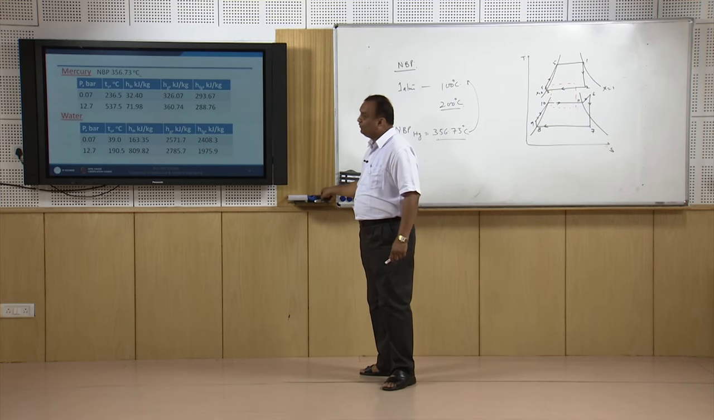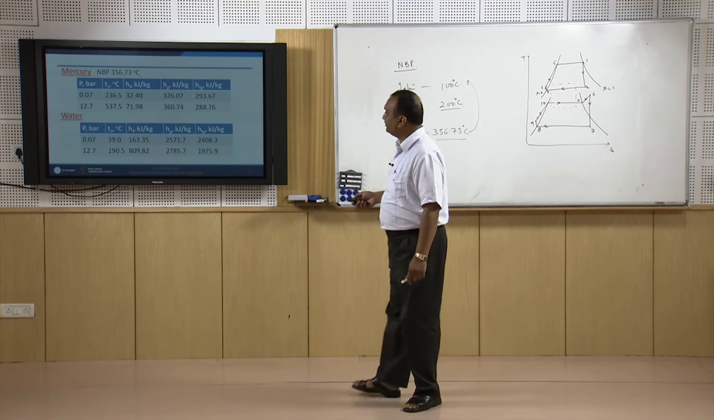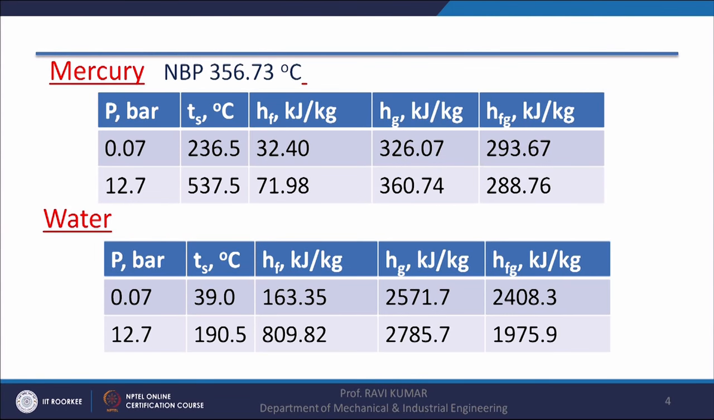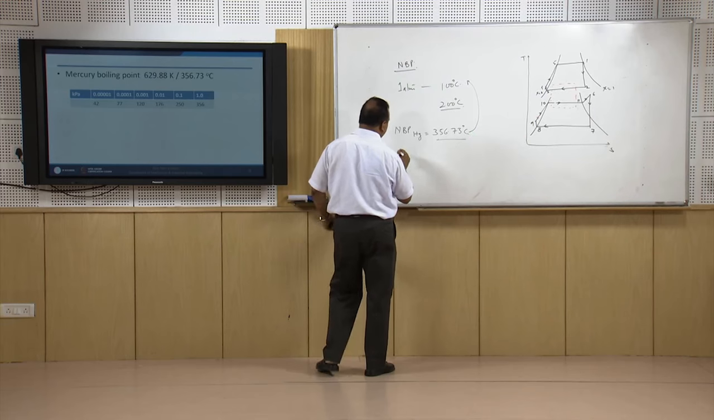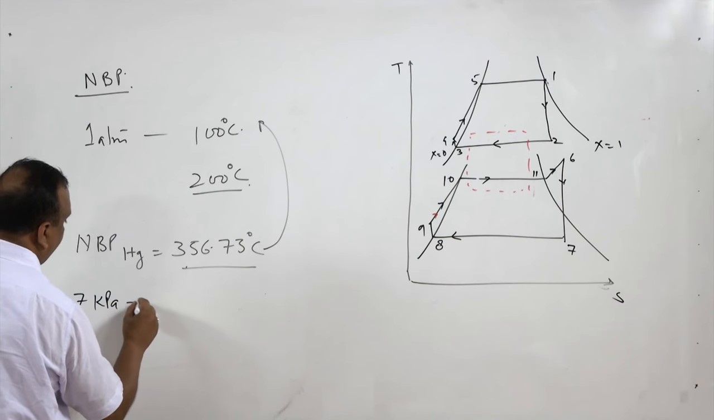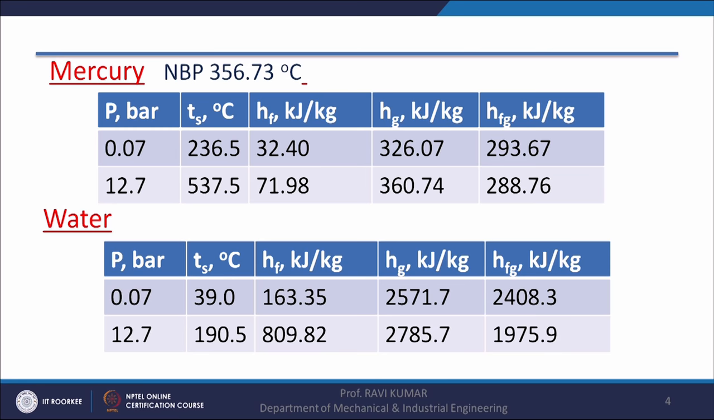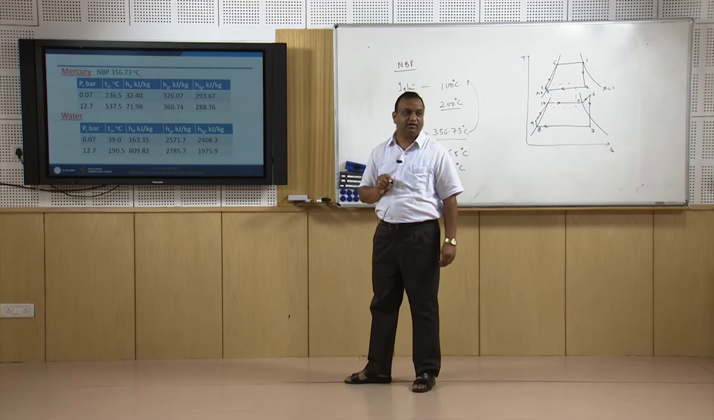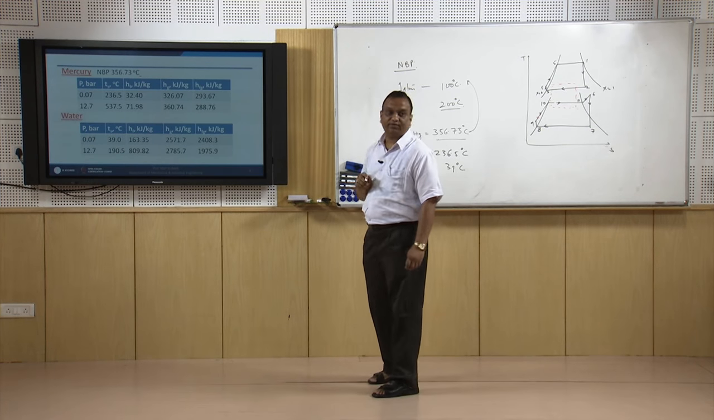If you look at the thermophysical properties of these two fluids, they are very interesting. Let us take temperature at 0.07 bar or 7 kilopascal. At 7 kilopascal, mercury is at 236.5, and water is at 39 degree centigrade. Even at 12.7 bar, the water is at only 190.5 degree centigrade, whereas mercury at 12.7 is 537.5.